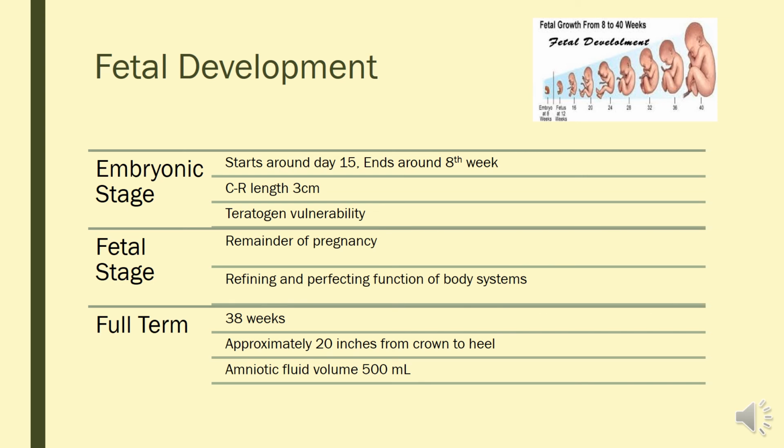The embryo is very susceptible to teratogens, yet is the earliest part of pregnancy, and many may not even know they are pregnant at this early stage. Following the 8th week of pregnancy, the fetal stage is the remainder of the pregnancy, during which the body systems are perfected to prepare the fetus for life outside the womb. A full-term pregnancy is considered 40 weeks after the last menstrual period, or 38 weeks after conception. Full-term infants average 20 inches in length, and weight varies greatly. Amniotic fluid is around 500 milliliters as the fetus approaches term.